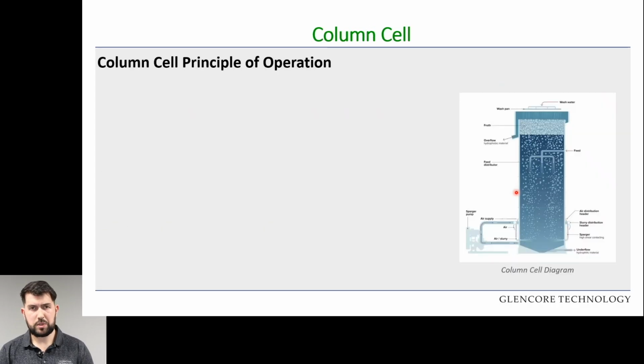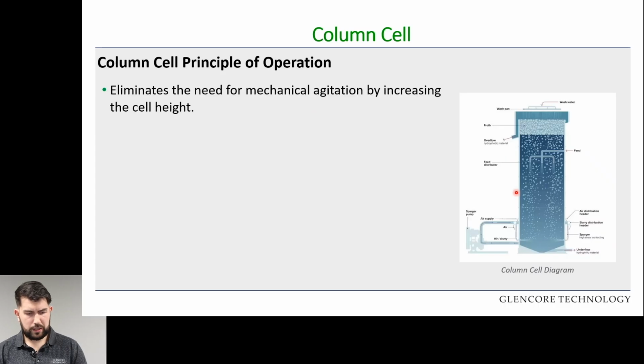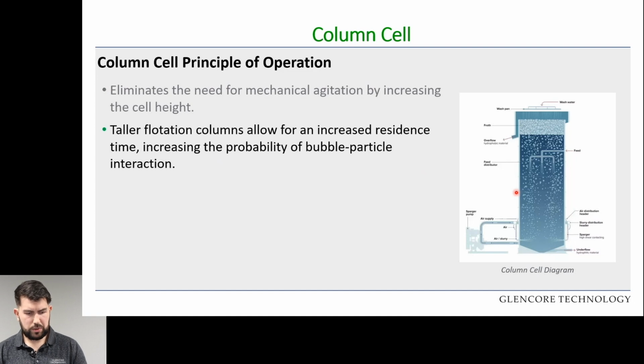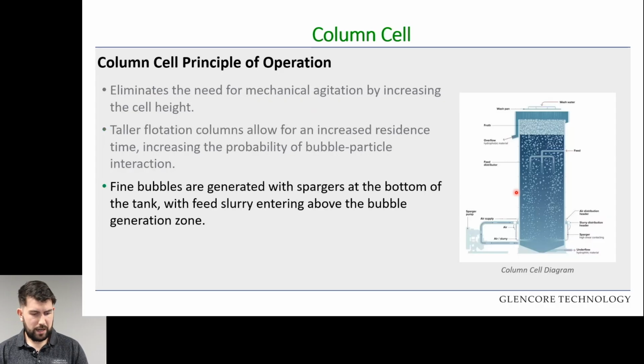Now moving into the column cell. The column cell eliminates the need for mechanical agitation by increasing the height of the cell. Taller flotation columns allow for increased residence time, increasing the probability of bubble-particle interaction. Fine bubbles are generated within spargers at the bottom of the tank, with feed slurry entering above the bubble generation zone.